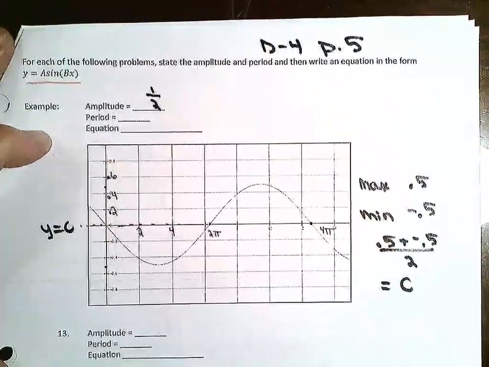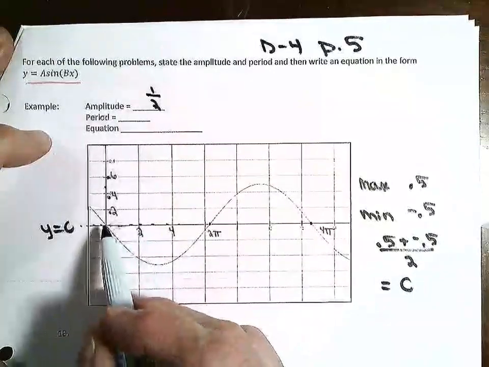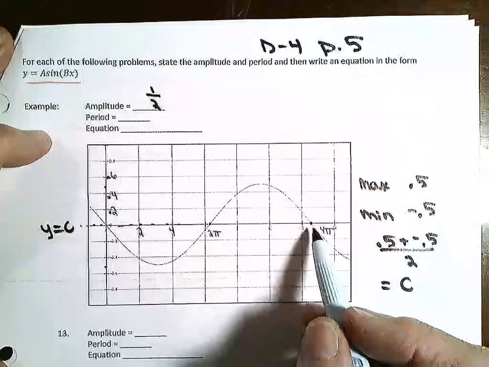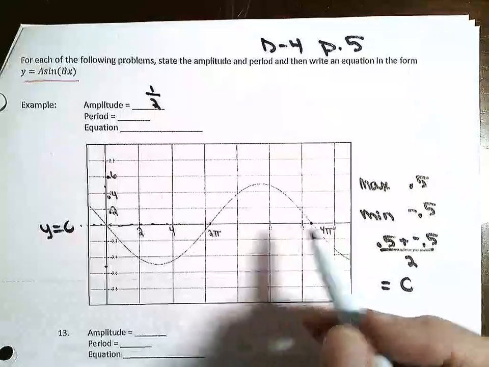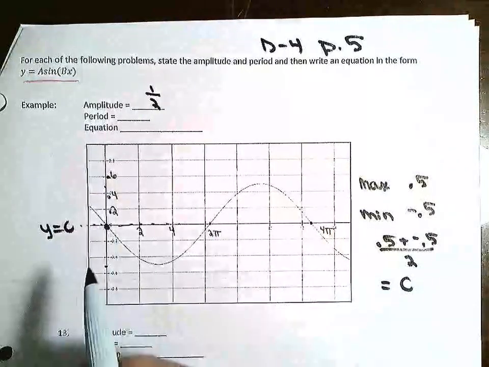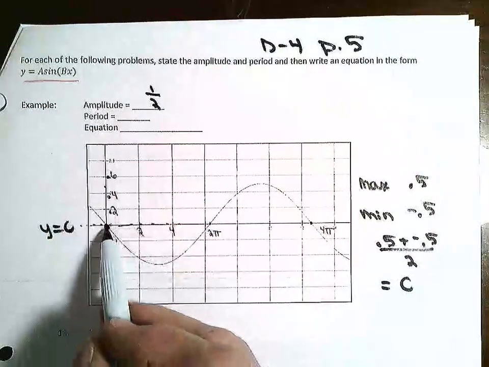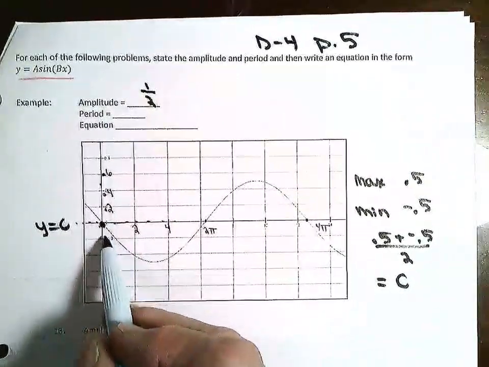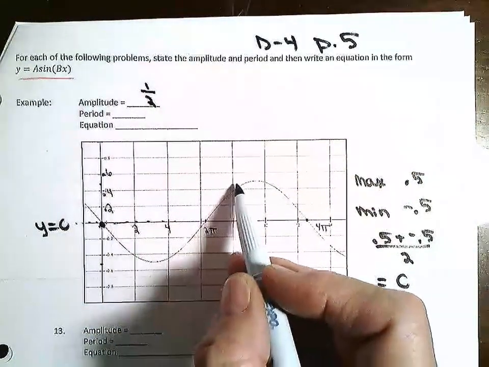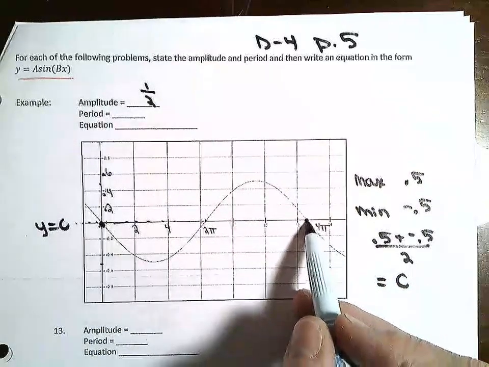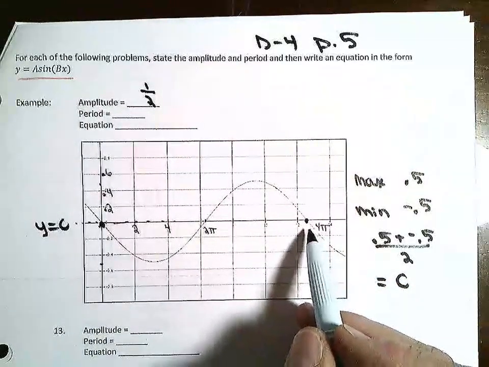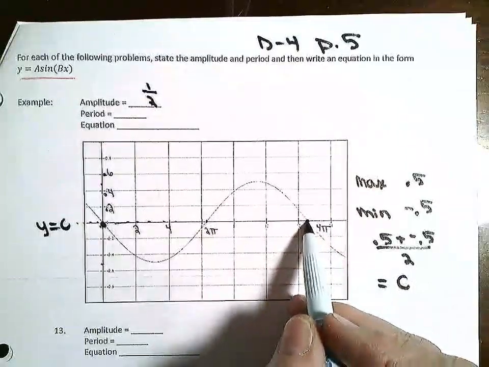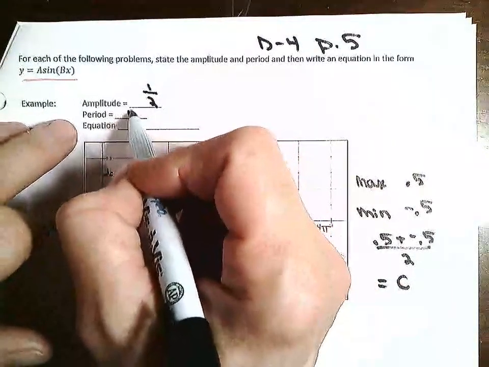For the period, remember the period is the distance along the x-axis that it takes to go through one cycle. So if I start here at this point, because I'm doing a sine graph, and the sine graph usually starts on the principal axis, I go down, I go back up again, I come back down, and now at this point it starts to repeat. And so it's gone through one whole cycle in 4 pi units. So the period is 4 pi.